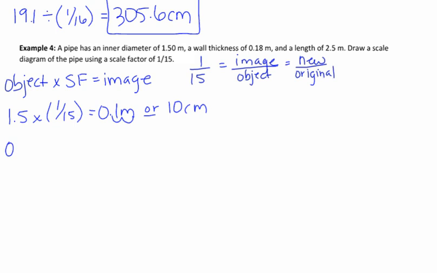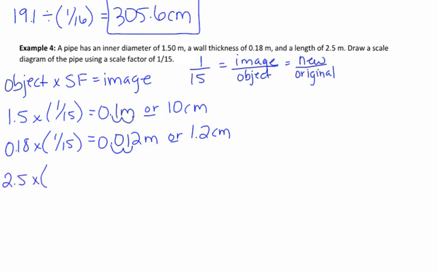The wall thickness was 0.18 times 1 over 15, which will give me 0.012 meters, or 1.2 centimeters. And then 2.5 was my last dimension, times my scale factor to get my image size of 0.167 meters. Move the decimal 2 places, or 16.7 centimeters.